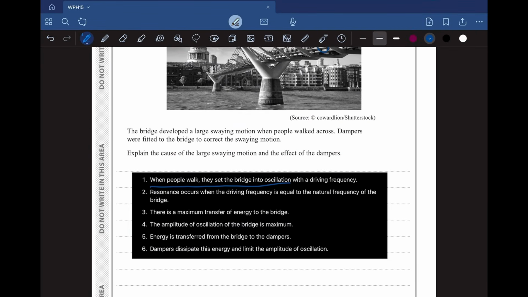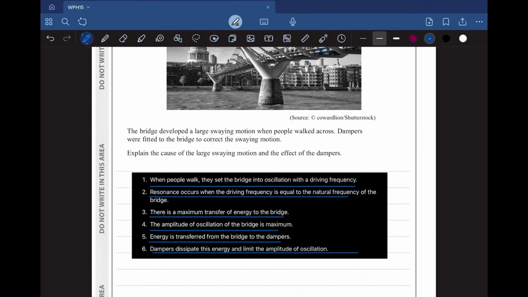Now it says when people walk, they set the bridge into oscillation with a driving frequency, and then resonance occurs because the driving frequency is equal to the natural frequency of the bridge, and there will be a maximum transfer of energy to the bridge. When resonance occurs, there is a maximum transfer of energy, and when the maximum energy is transferred, the amplitude of oscillation of the bridge is maximum, and that energy is transferred from the bridge to the dampers, and when energy is transferred from the bridge to the dampers, they dissipate the energy and limit the amplitude of oscillation.